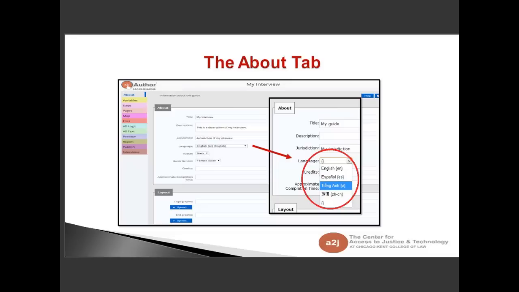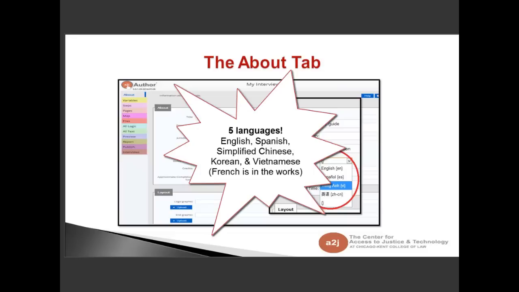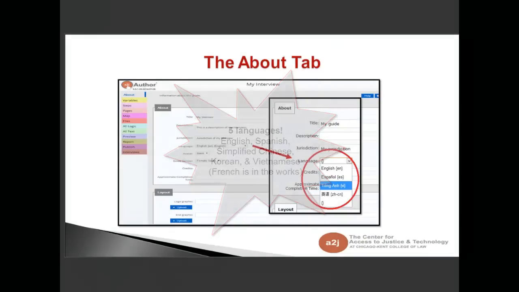Since I made this screenshot, Sam Goshorn, who's our programmer and the creator of A2J Author, added a couple of new languages. So the screenshot is just showing four. We currently have five languages able to be used with A2J Author 5.0: English, Spanish, Vietnamese, Korean, and simplified Chinese. We also have French in the works, so that'll be coming out in the next couple of months.